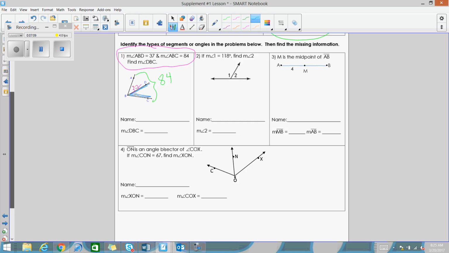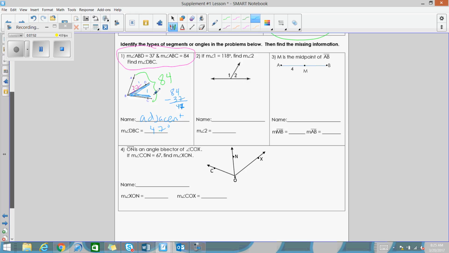What is this angle? If they give us this as 37, and this entire thing is 84, how do we find this? Well, the total is 84 minus 37, and we're going to get 48. No, that's not right. 47, sorry, 47. So the name is adjacent, not anything more special than adjacent, and this angle is 47 degrees. So we're just using the angle addition postulate. The two little baby angles, this one and this one, should add up to equal 84 degrees.